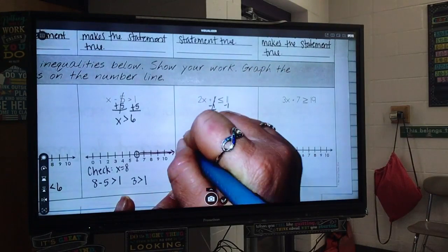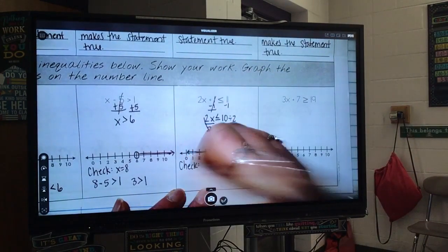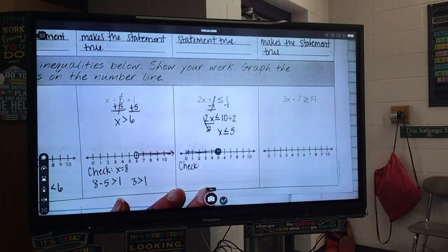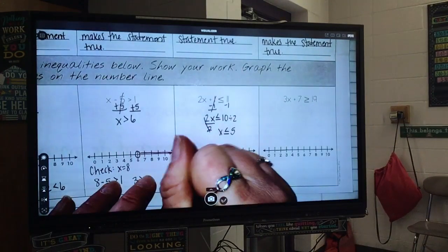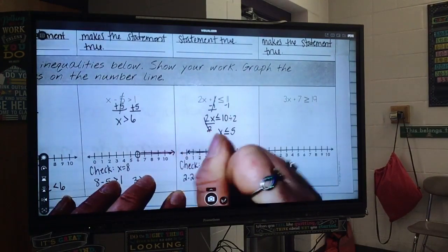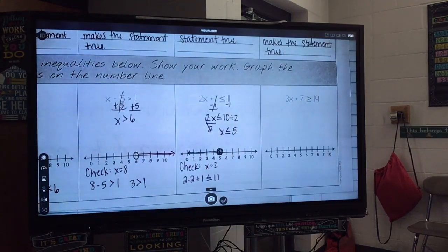Alright, Michaela, pick a value for x that is 5 or below. 2. So x equals 2. So now I'm going to do 2 times 2 plus 1 is less than or equal to 11. So now, Michaela, your order of operation question comes into play, because we have a value for x. Does that make sense?